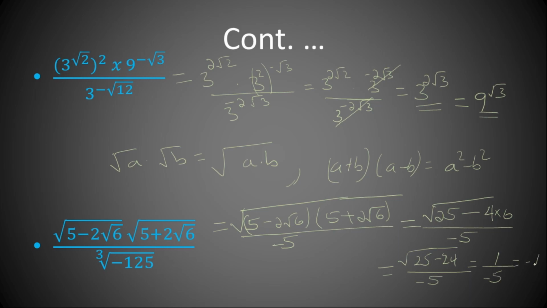the negative of 1 over 5. So our final answer is negative 1 over 5. The simplified form of this expression is equivalent to negative 1 over 5. This is the way we're going to solve it.